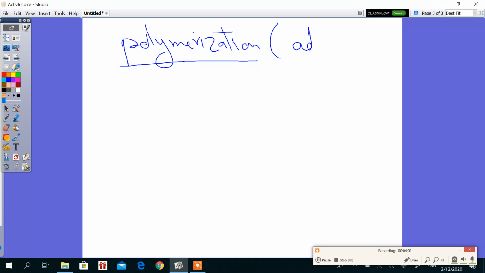Now we will connect two types, the addition and the polymerization. You must know that polymerization is a type of addition. How can that occur? Polymerization is a type of addition, a special type. I consider it like that. It is not in the books, but I consider it a type.